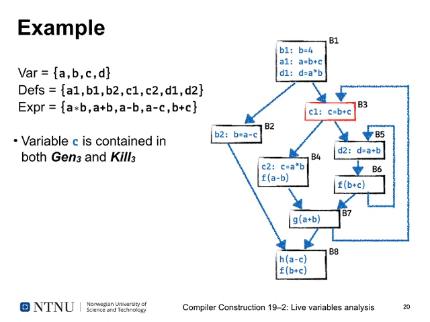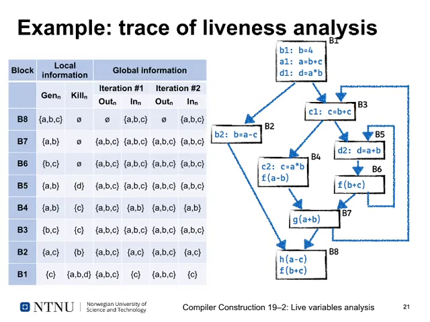So using our approach we've described before, we can do a trace of liveness analysis of all variables. And as you see in this table here, we start from our last basic block, B8, and we're tracing backwards through all the basic blocks, propagating the information.